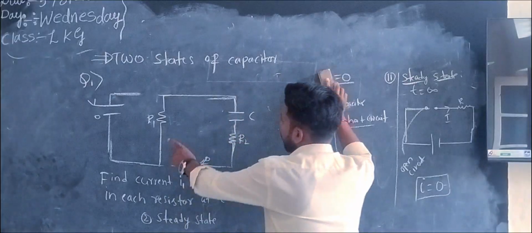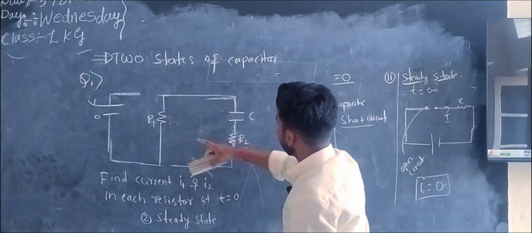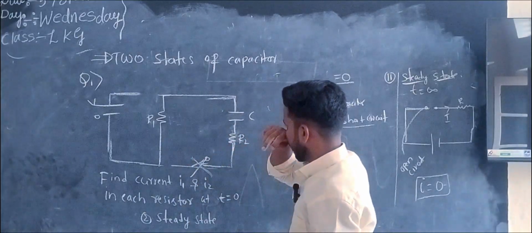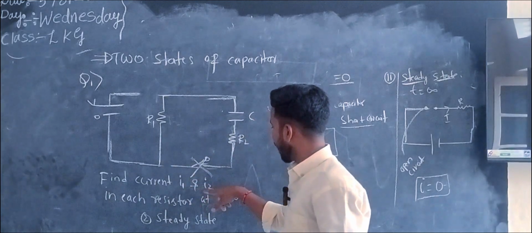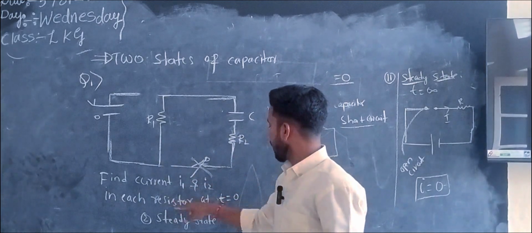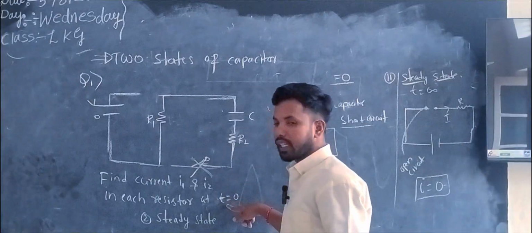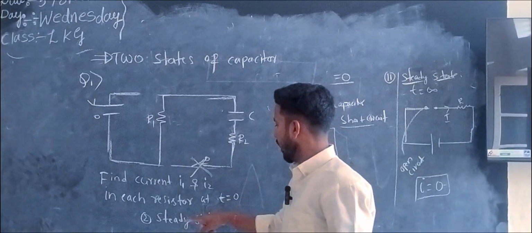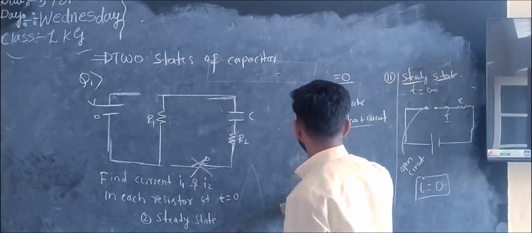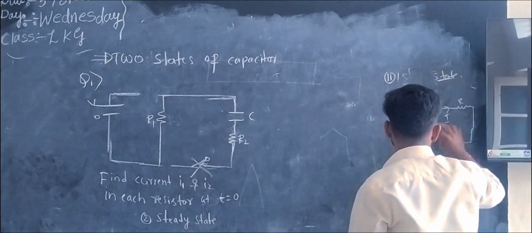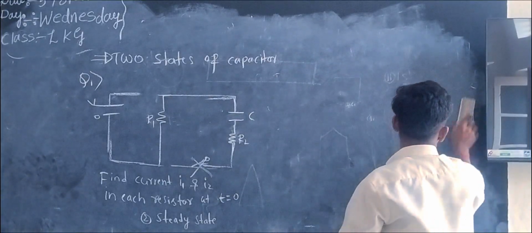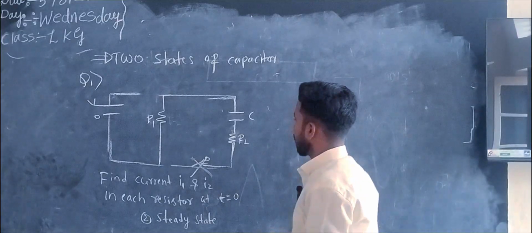Now there is a question. Two resistors are connected. One battery is connected, a capacitor is connected. You have to find the currents I1 and I2 in each resistor R1 and R2 at two conditions: at T is equal to 0 and at steady state. Steady state means T is equal to infinity. That is one more name, open circuit. This is what short circuit.